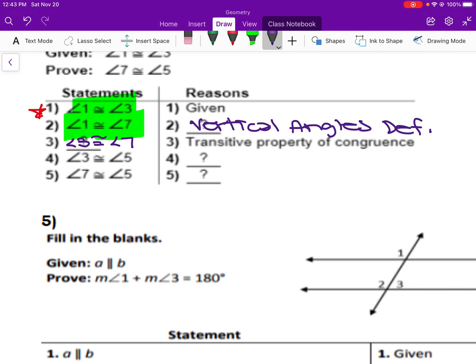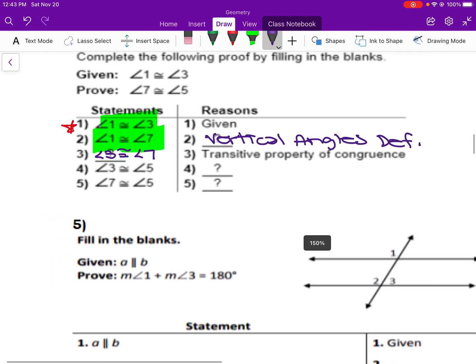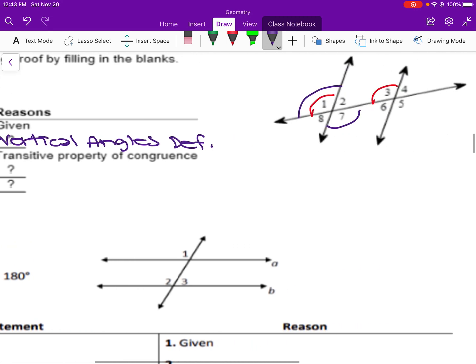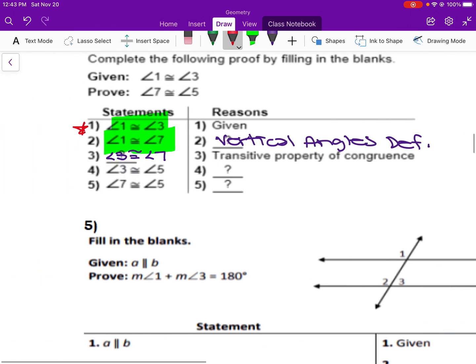And then we can take it one step further in step 4 here and say that angle 3 is congruent to angle 5. That is, again, just definition of vertical angles. If I look at my diagram, angle 3 and angle 5 are vertical. So these are my vertical angles. I can say vertical angles definition.